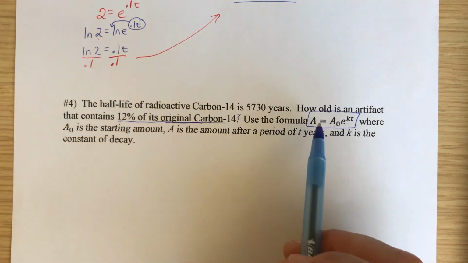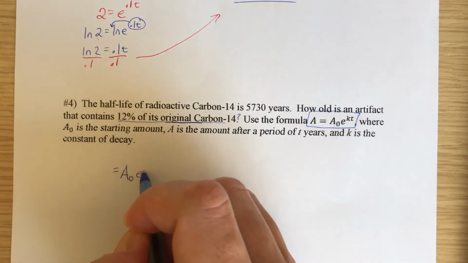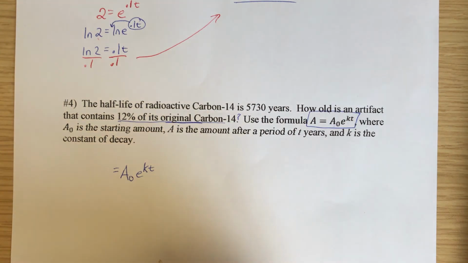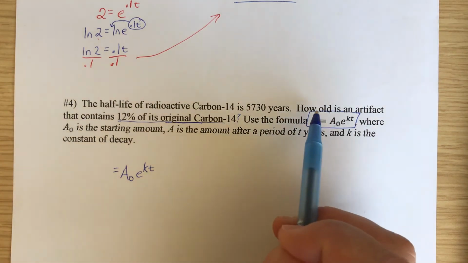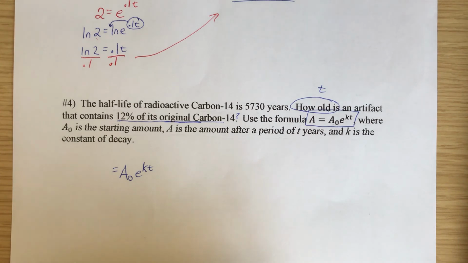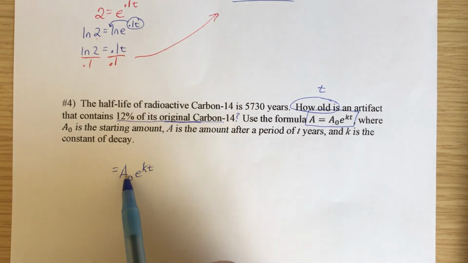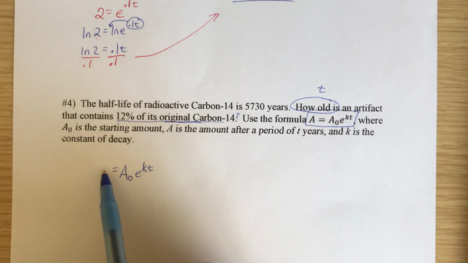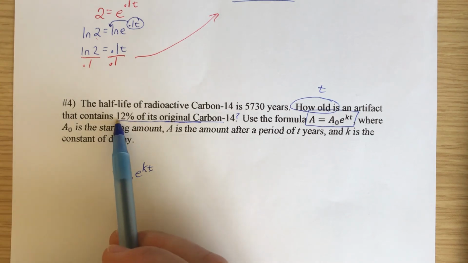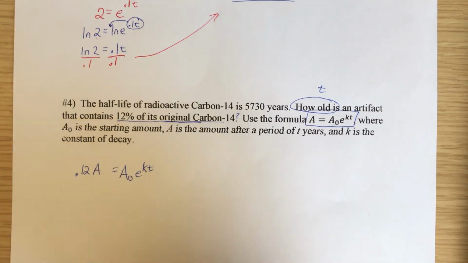The original amount is the A sub 0. The amount after t years, which is what we don't know, because we want to find out how old it is. So this is the time. That's going to be the missing variable. And we do know that after that time period, there will only be 12% of the original carbon-14. So whatever this number is, the amount on the left side will only be 12% of that. Well, we can write that as 0.12 times A.